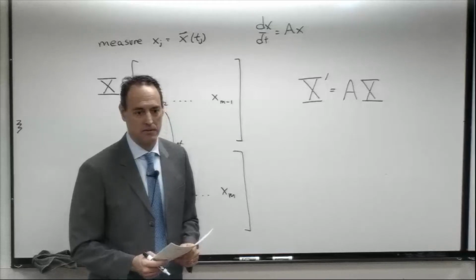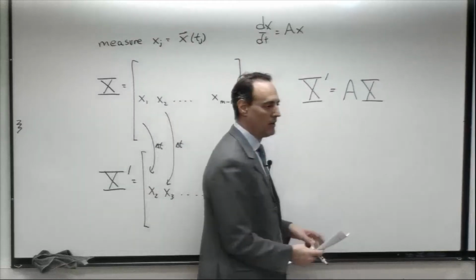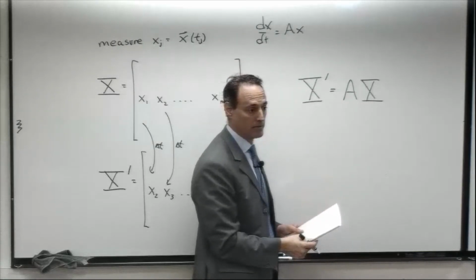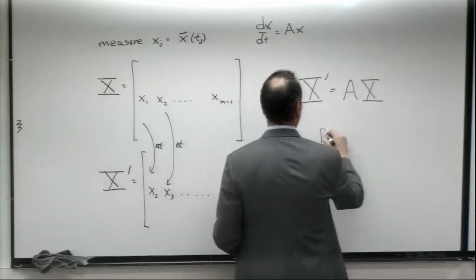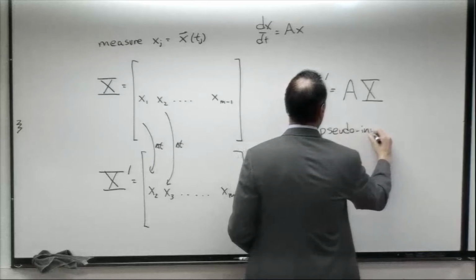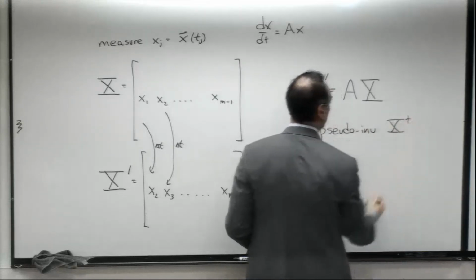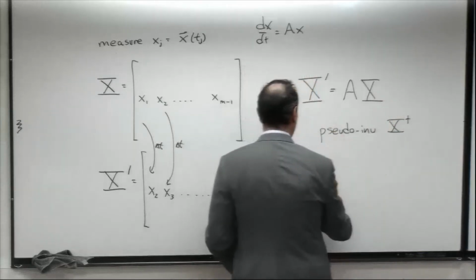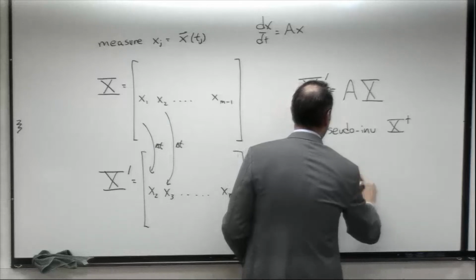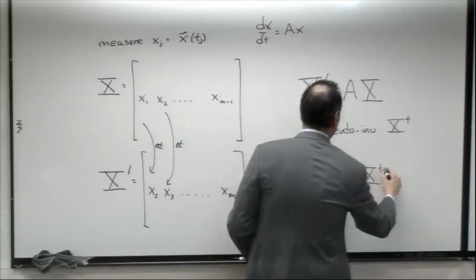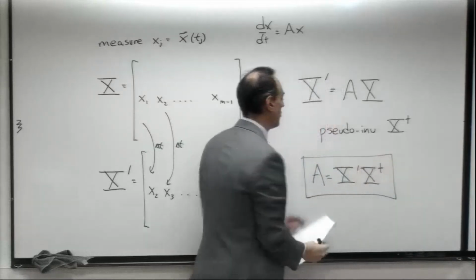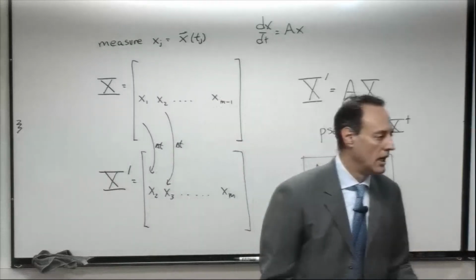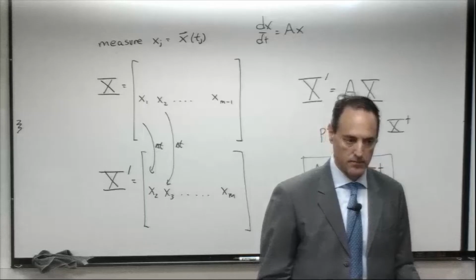super easy solution. All you got to do is multiply, on the right side, by the pseudo-inverse. So the pseudo-inverse, denoted by this. So x times its pseudo-inverse is identity. And so you just get A is equal to x prime x pseudo-inverse. The pseudo-inverse is a least square regression algorithm. It's called the Moore-Penrose algorithm to compute a pseudo-inverse, just as a least squares to get that.